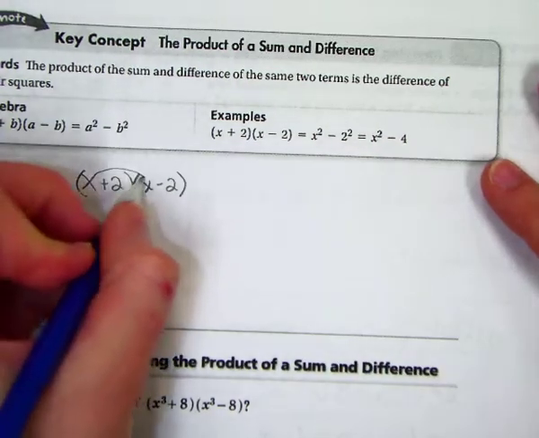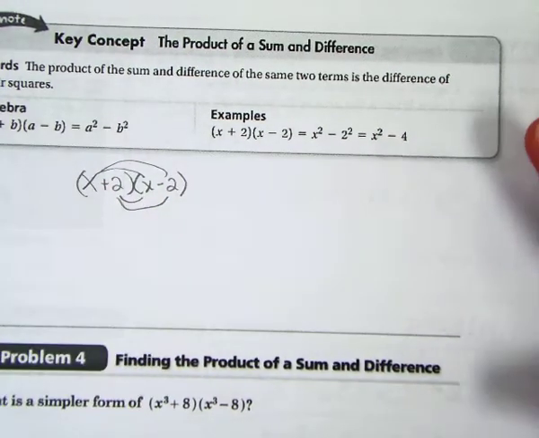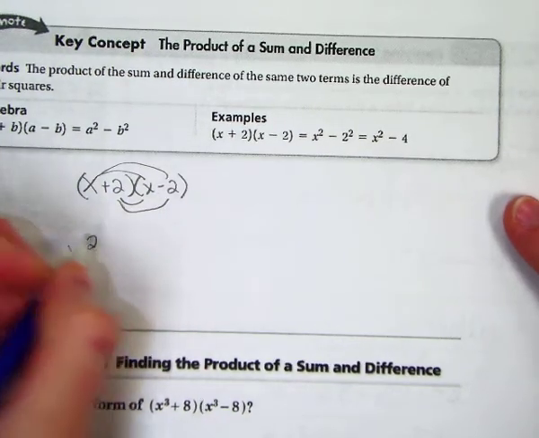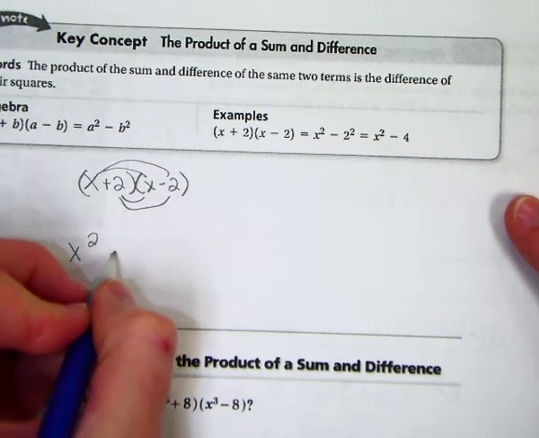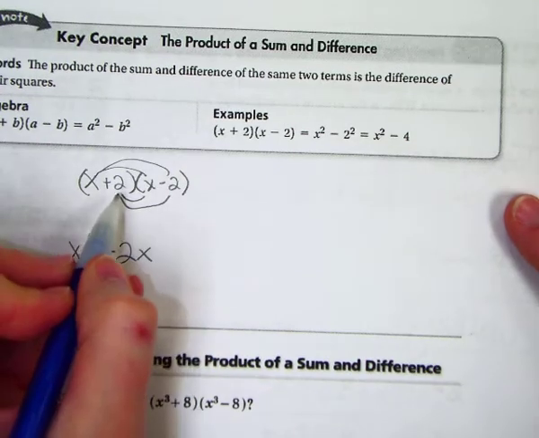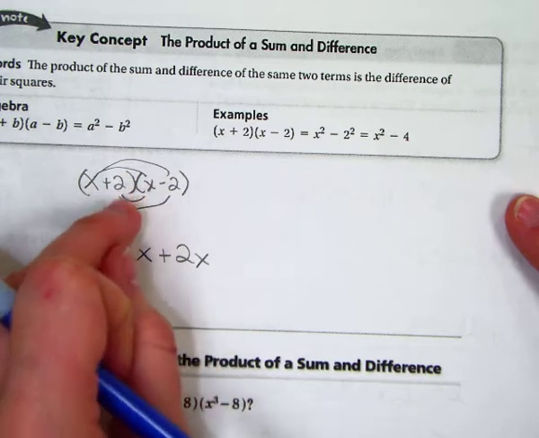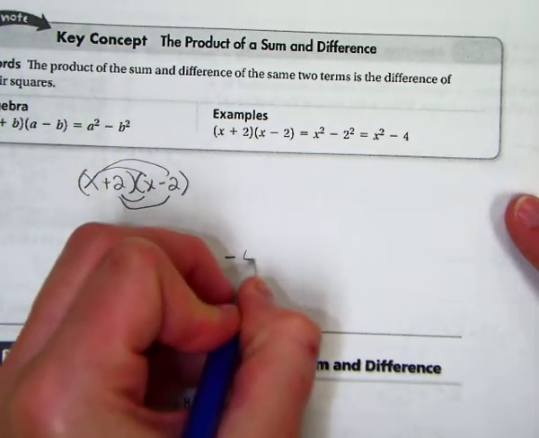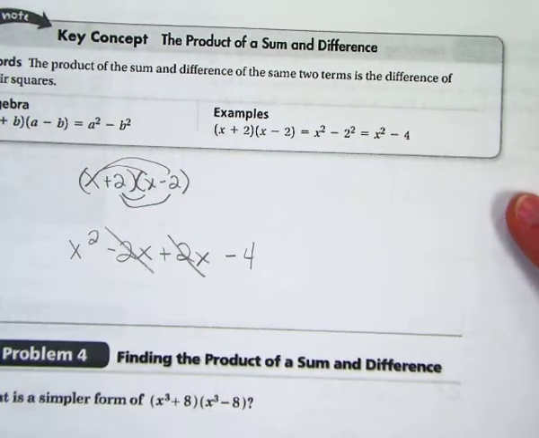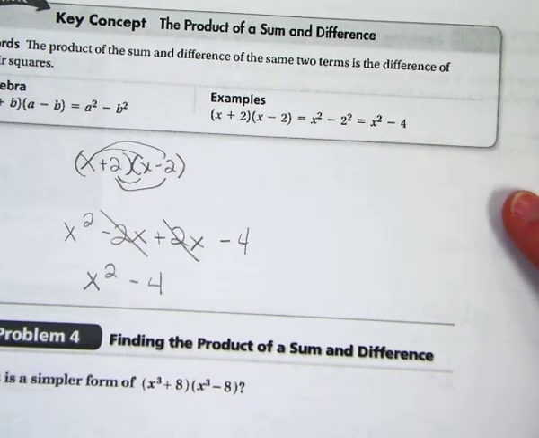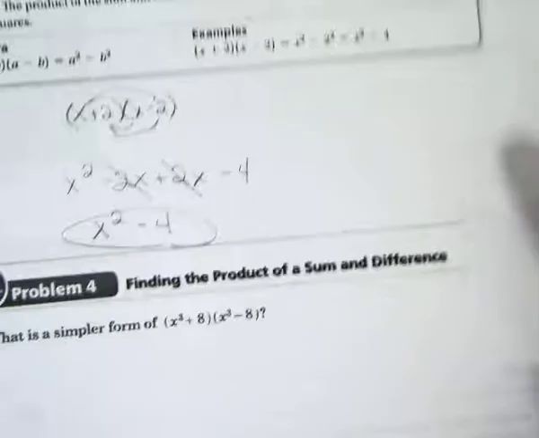According to 8-3, we would use our distribution signs, and we would do x times x is x squared. Then we would do negative 2 times x is negative 2x. And then we would do 2 times x and get a positive 2x. And then we would do 2 times negative 2 and get a minus 4. Look how the middle two terms cancel each other out, and you're left with just x squared minus 4. That's a shortcut worth knowing.